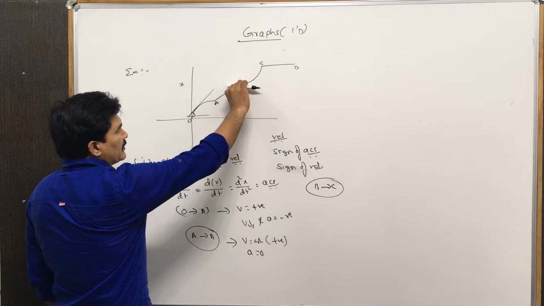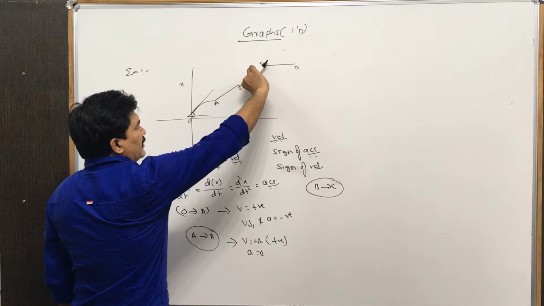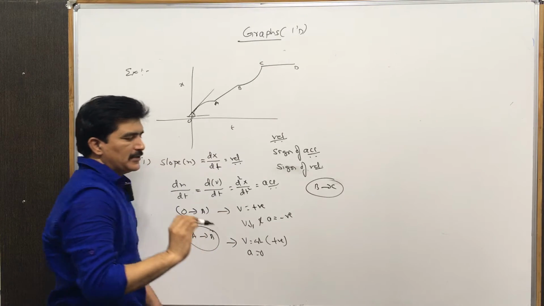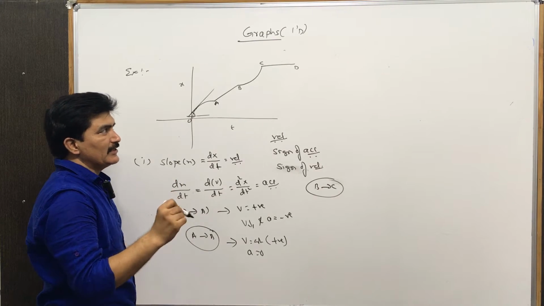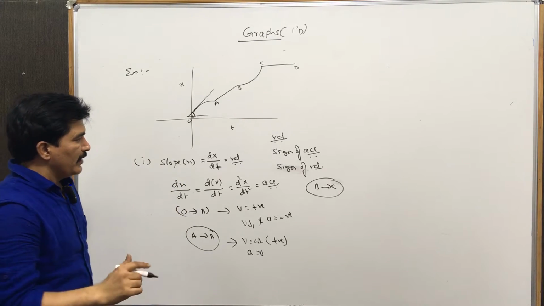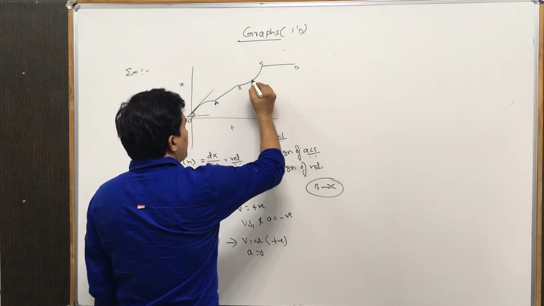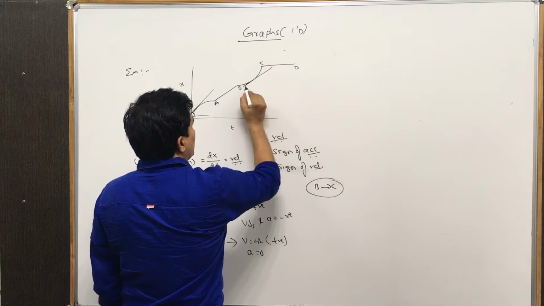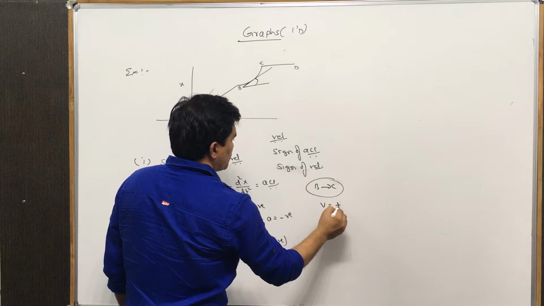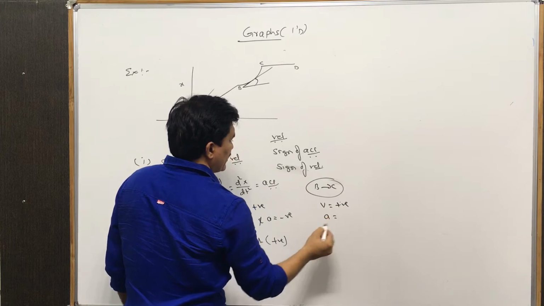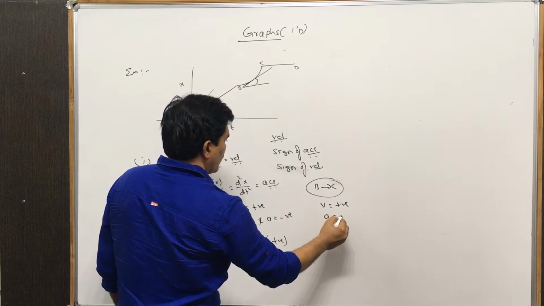The tangent at this point is like this, later it is like this, later it is like this, which means the tangent is moving away from the origin, so theta is increasing, so slope is increasing. Now, from B to C, at any point if you draw a tangent, the angle made is less than 90, which means velocity is positive, but acceleration is negative.